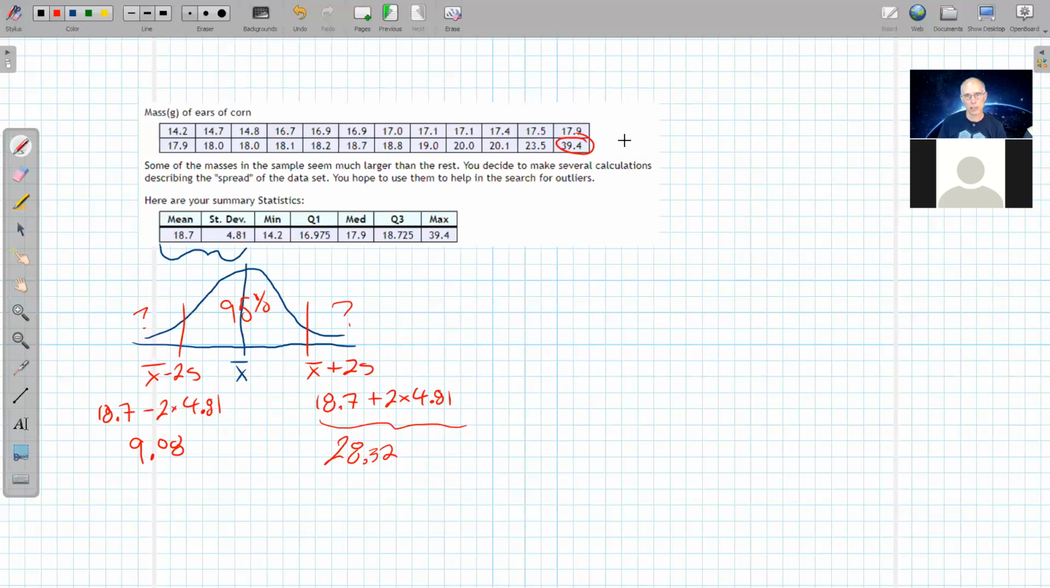So according to the 2 standard deviation rule, I called that the 95% rule the other day, there is 1 outlier. So 1 measurement is unusually high compared to the rest using this rule. Okay, so that's 1 homework question.